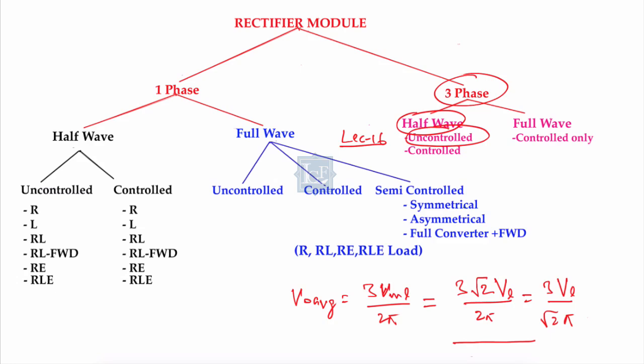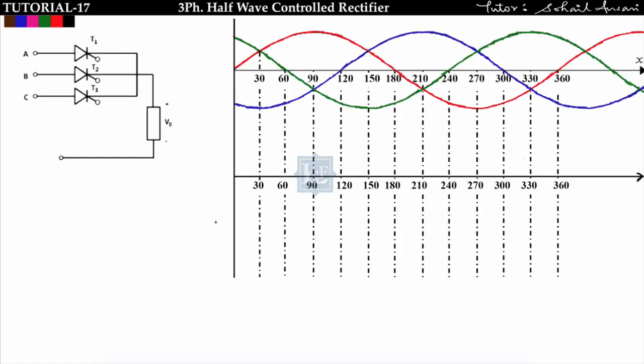Now in this lecture, lecture number 17, we will start the 3-phase half wave controlled rectifier. So let us proceed to the first slide. See, I have taken 3 thyristors T1, T2, T3 in place of diodes. In the previous lecture, diodes were connected.